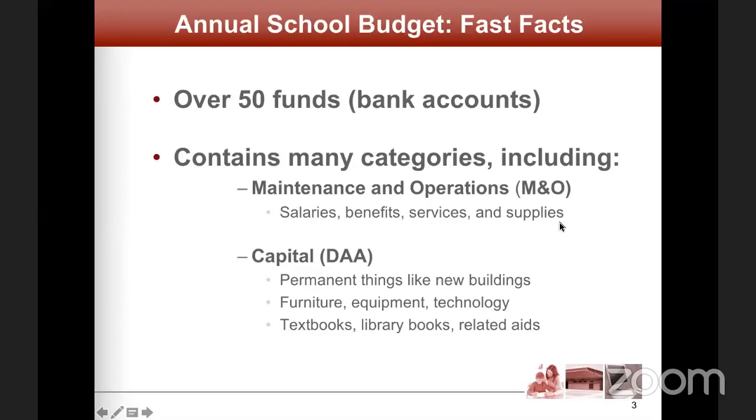So school districts maintain their accounts in funds, similar to a bank account. A fund would track all the revenue and expenditures related to a specific project or activity. And our district has over 50 of these funds. The largest fund we have is our maintenance and operation budget. That's where our daily salaries, benefits, services, and supplies are recorded. Our capital fund, otherwise known as DAA, we purchase permanent things like new buildings, furniture, equipment, technology, textbooks, library books, and related instructional aids for our teachers to use in the classroom. Next slide, please.